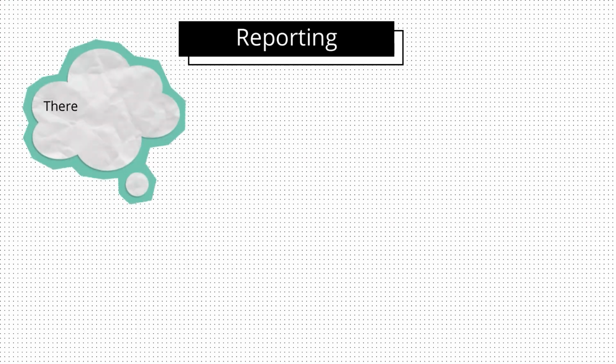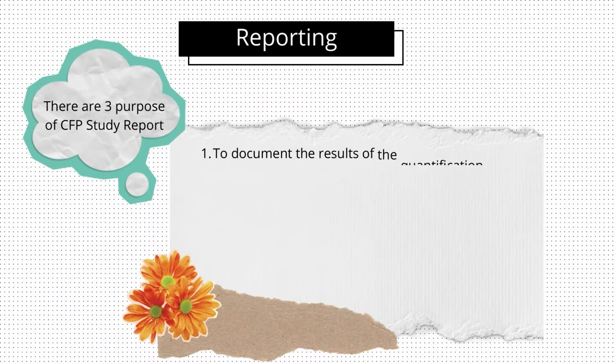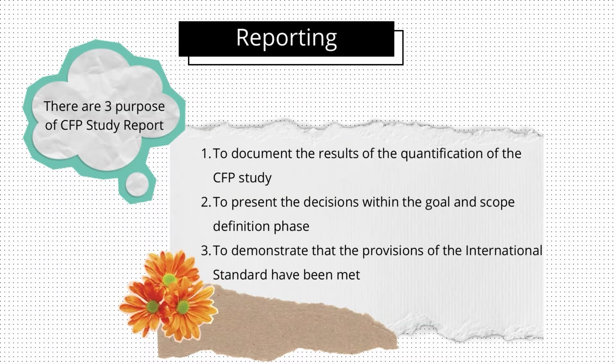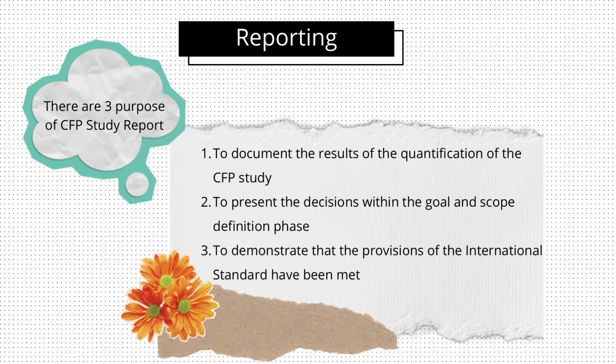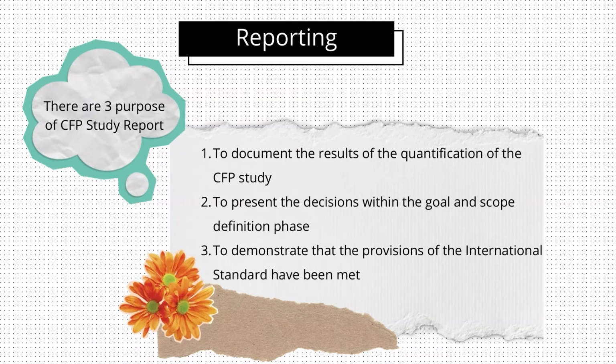Moving on to the summary from Part 4. For reporting, there are 3 purposes of the CFP study report. The first one is to document the results of the quantification of the CFP study. Second, to present the decisions within the goal and scope definition phase. And third, to demonstrate that the provisions of the international standard have been met.